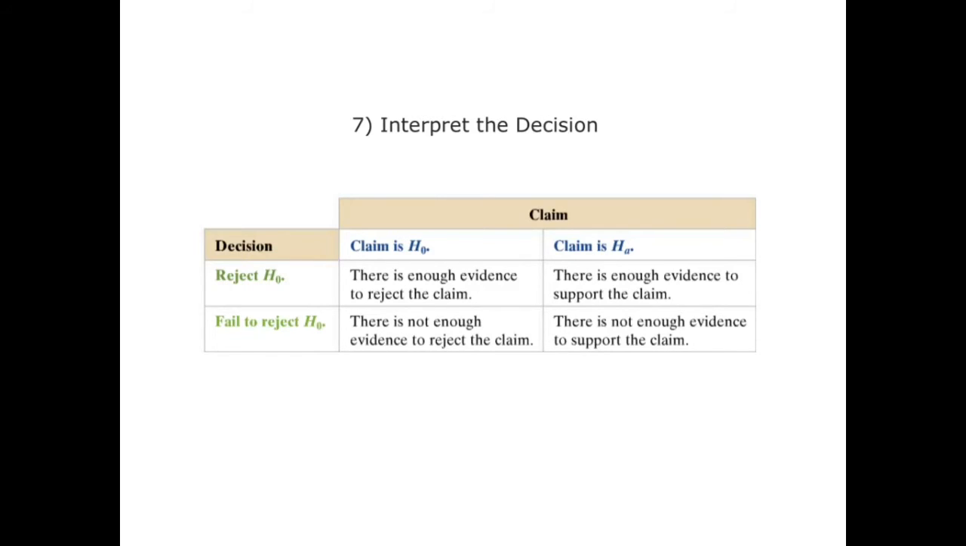If you fail to reject the null hypothesis, there is not enough evidence. If the claim was the null, there is not enough evidence to reject the claim. If the claim was the alternate, there was not enough evidence to support the claim.